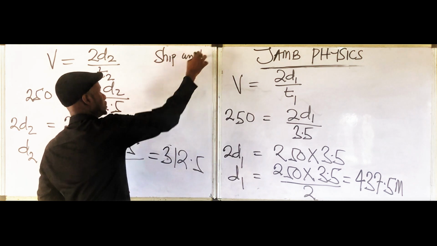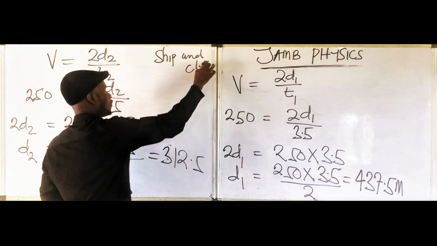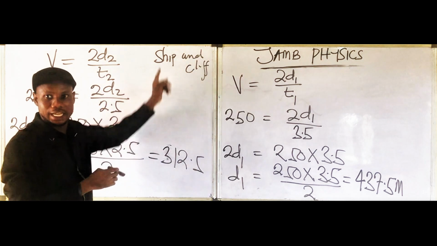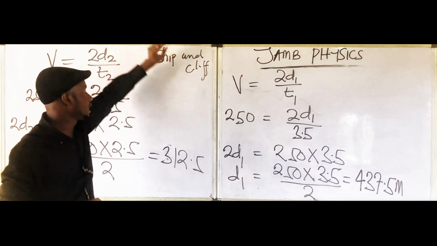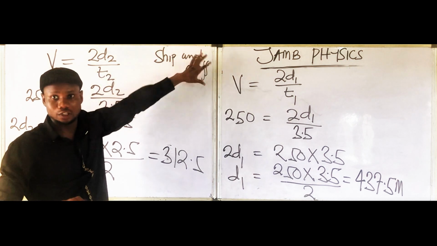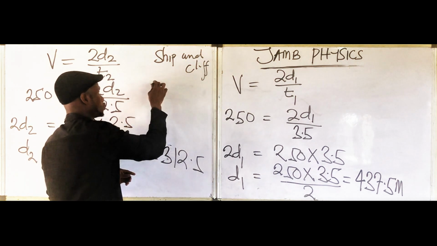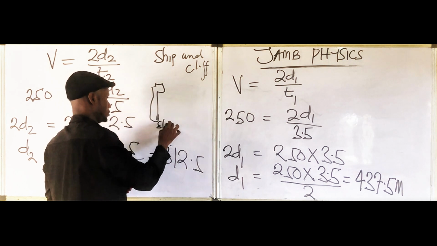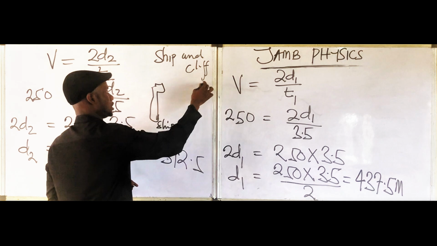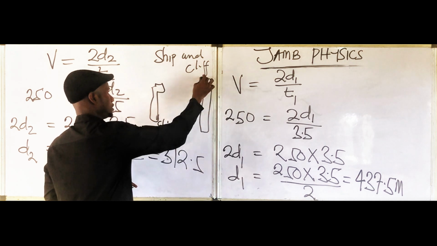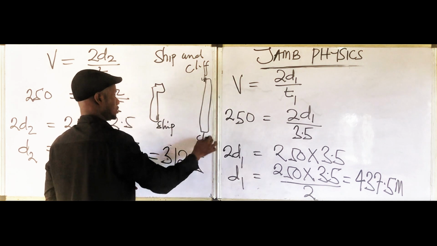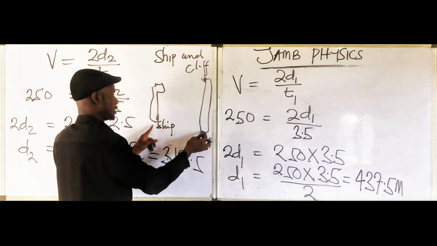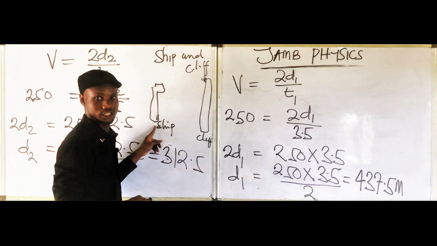But class, our intention here is to find the distance between the ship and the cliff. Of course, they are not together. That means there is a gap between them. So if I have this to be the ship, and this is the cliff, something like this, let's call this the cliff. The gap between this and this should be a difference, right? The difference here.